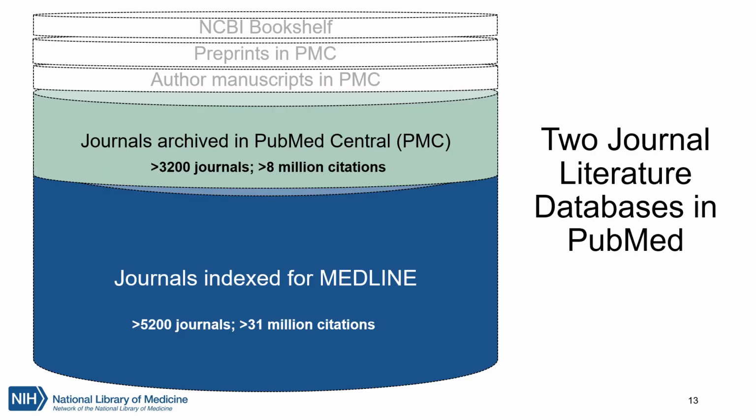Now let's focus on the journal content that comes to PubMed from Medline and PubMed Central, PMC. All the selection criteria and processes described up to this point apply to journals selected for both Medline and PMC. Medline is the largest component of PubMed. It currently contains more than 31 million citations from more than 5,200 journals published worldwide. PMC full-text journals, which number over 3,200, account for more than 8 million citations in PubMed.